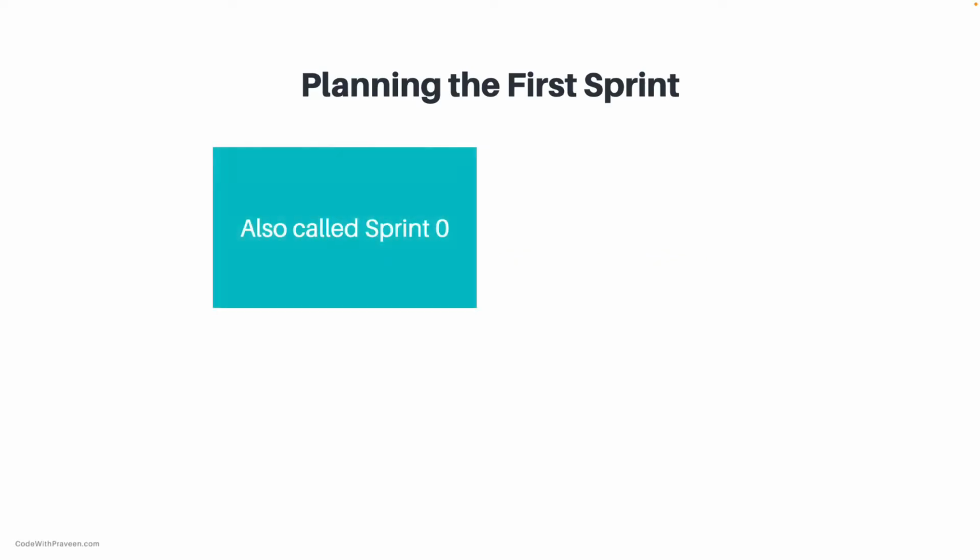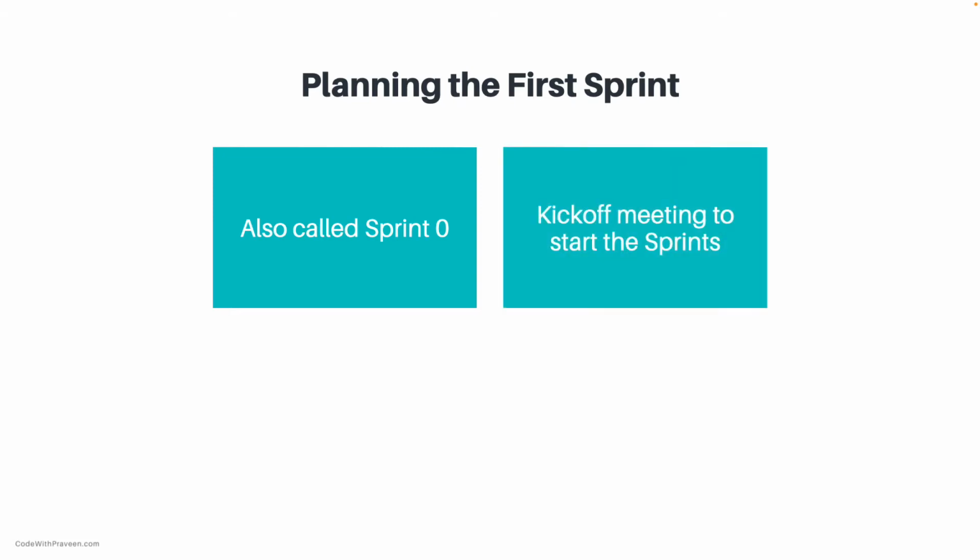Although the sprint is a recurring event every 2 weeks or so, the first event is a special event. Some call the first sprint as a sprint 0 to keep the naming convention and understanding simpler and clear. Sprint 0 is the kickoff meeting to start all other sprints. It officially marks the beginning of the sprint-based development.